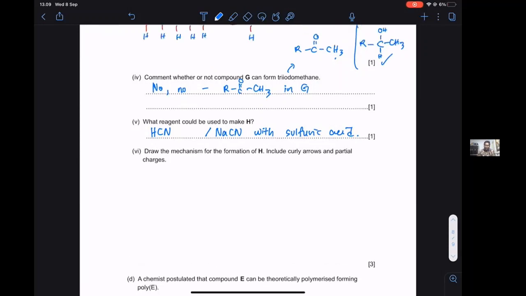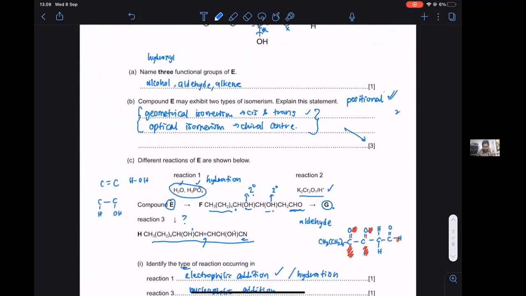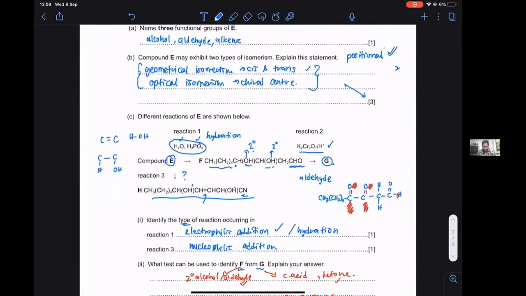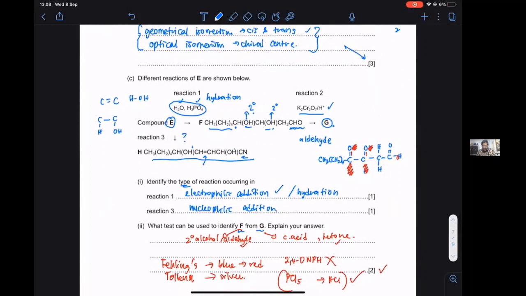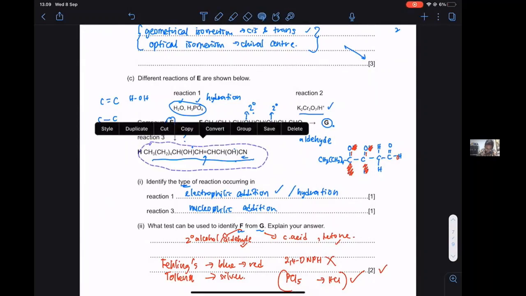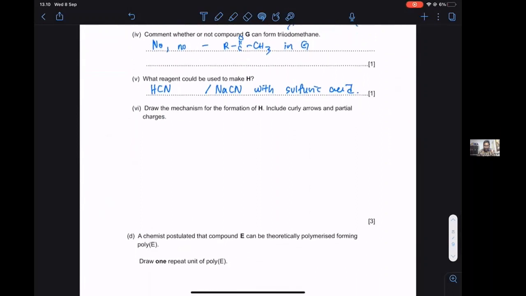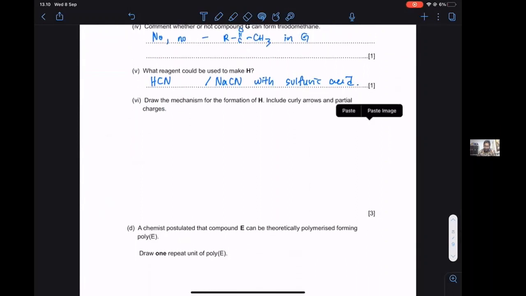So I want to draw the mechanism for that, the formation of H from compound E. Straight away, I want to form this. So maybe I'll just copy this first. I paste it here. To make our life easier, you need to simplify them. So how to simplify them?